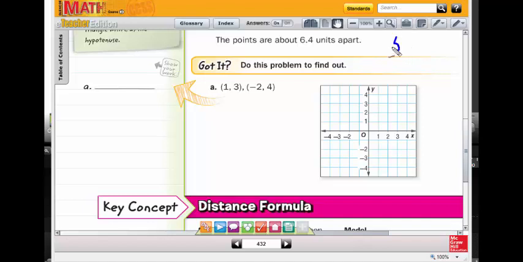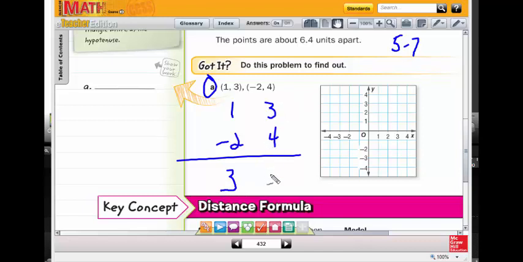Here are your solutions to 5-7. These are the letter problems. We'll start with letter A. Again, we have 2 points, 1, 3, and -2, 4. And from 1 to -2 is 3, and from 3 to 4 is 1.